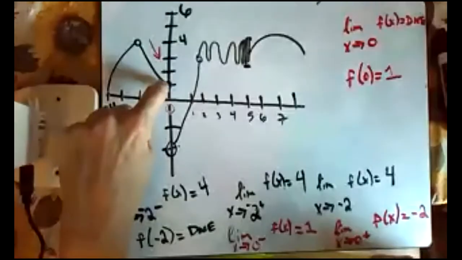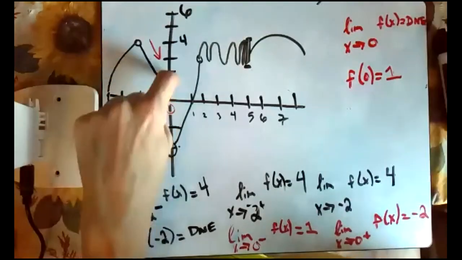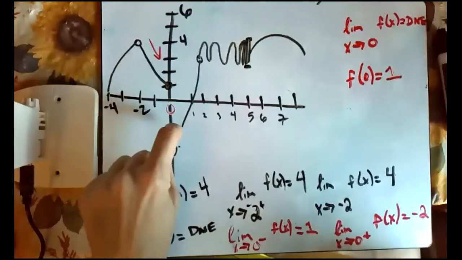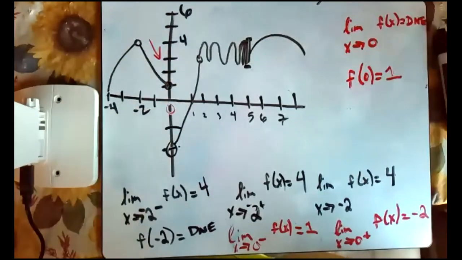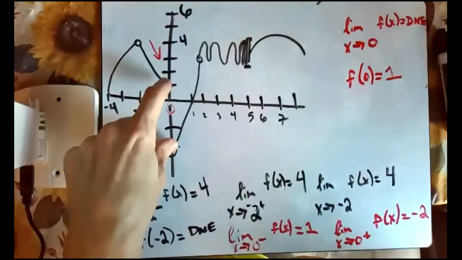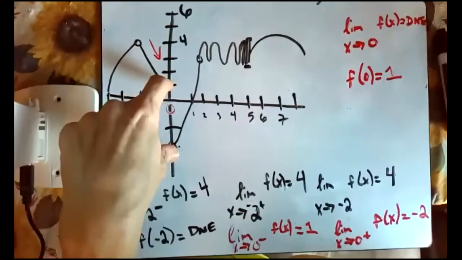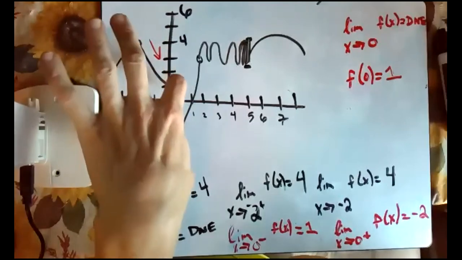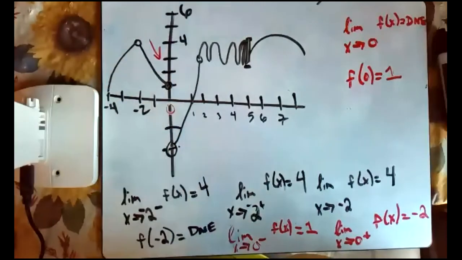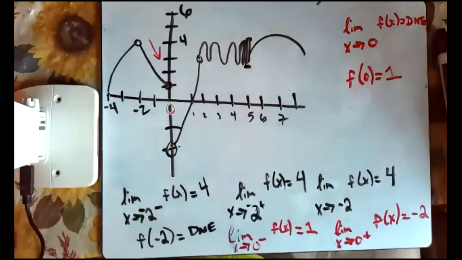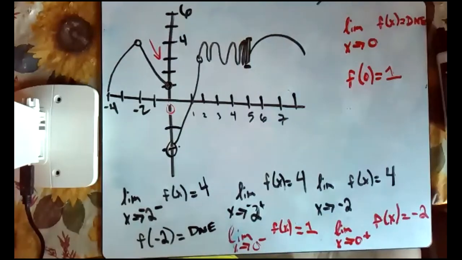If this was an open circle and this was an open circle, then f of 0 would not exist in that case. But because one of these circles was a solid circle, that winds up being the answer to this particular problem. Like I mentioned before, you will never have all solid circles at a particular x value. You can only have one solid circle at a particular x value. Okay? So there are still more questions to this problem.